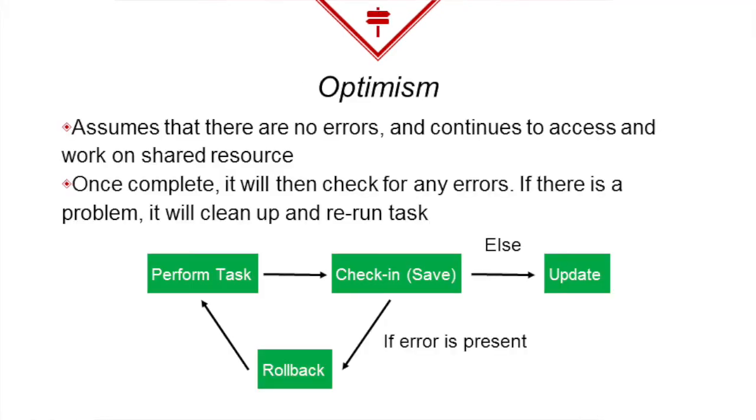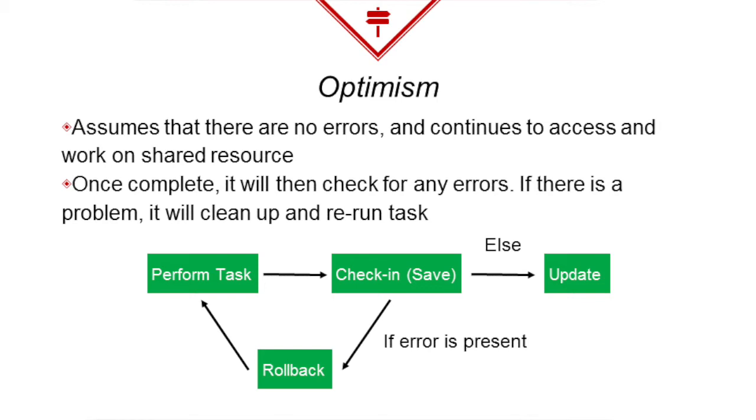In STM, an optimistic approach is used. Methods accessing shared data assume that there are no errors, unlike in locks, and proceed to continue their assigned task and access the said shared resources. Only once the task is completed will it then check if there are any errors or conflicts. If a problem or conflict occurs, it will clean up and/or rerun the tasks. This ensures that no worker threads sit idly while waiting for shared resources to be released.